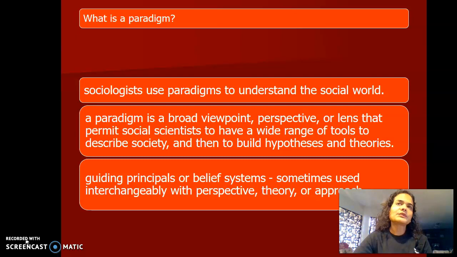Sociologists use paradigms to understand the social world. You might see that the word perspective or theory or approach is used interchangeably with the word paradigm. Essentially, they are like guiding principles or belief systems. It's a very broad viewpoint, a lens for looking at the world. Think of it as a tool that we're using to describe society, understand society, and to build our hypotheses and theories.